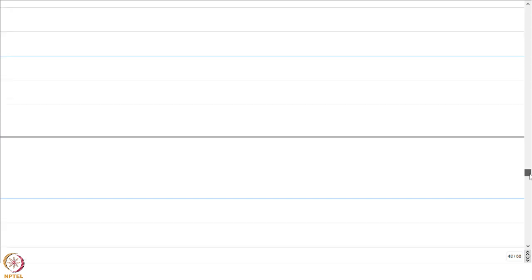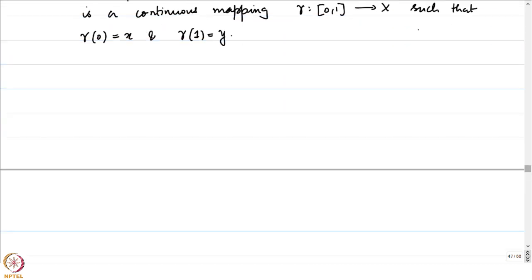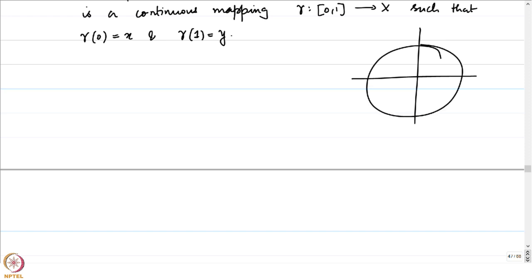So geometrically, let's try to draw some paths in the complex plane. Suppose we have the unit disk. If you look at, say, gamma of t to be equal to t times z, from [0, 1] to C, this is going to be a path which starts at 0 and which ends at z. So this is exactly the straight line which is being captured here.